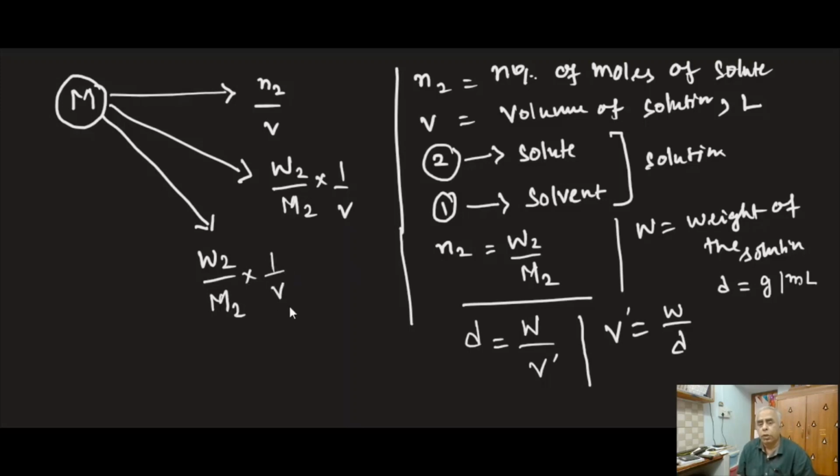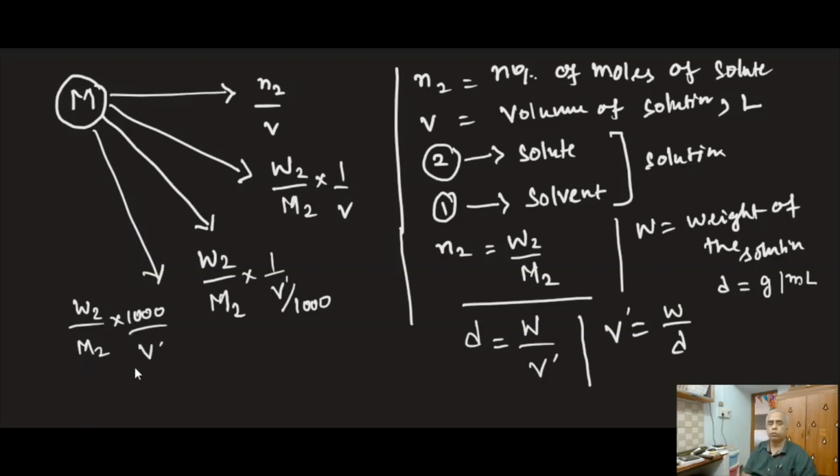So if you want to give this in ml, then you should divide by 1000, because 1000 ml is equal to 1 liter. In that case, the equation becomes W2 by M2 into 1 by V by 1000, is it not? So this V by 1000 can be reciprocated, so that it is W2 by M2 into 1000 divided by V. So in this case, V represents volume in ml. Do you understand?